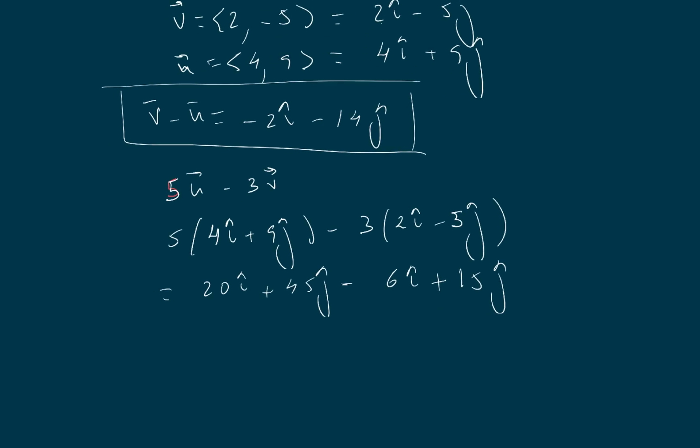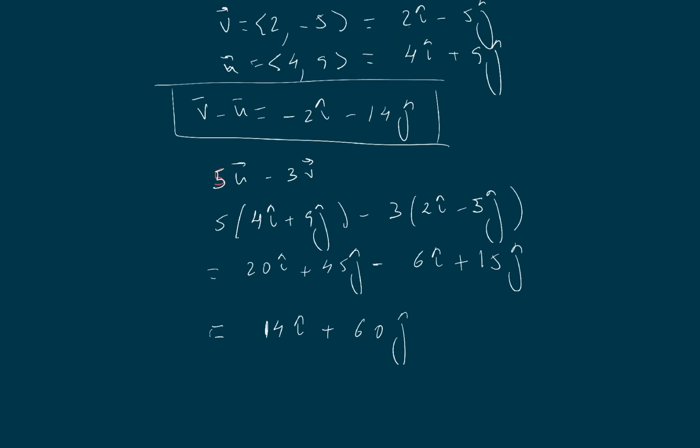So we sum: 20 minus 6 is 14i, and 45 plus 15 is 60j. And this is the vector 5u minus 3v. And the problem is done. Okay, this is the result.